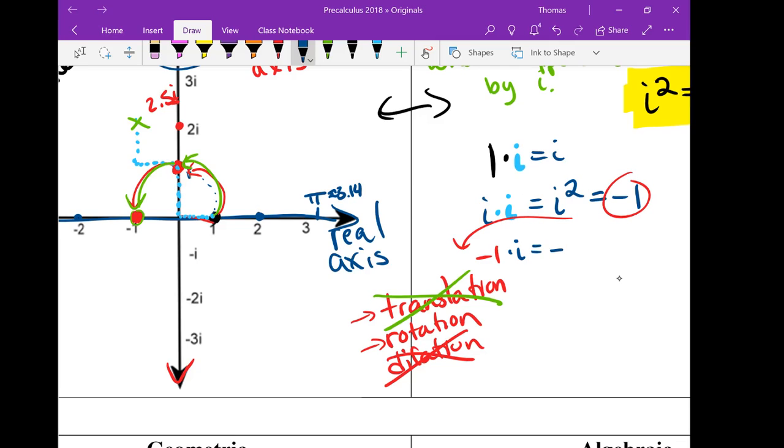Negative 1 times i is just negative i. I don't know how to simplify that anymore, so let's just go ahead and plot it on our graph. Negative i is right down here on our vertical axis. And certainly, it looks like we multiplied one more time. We rotated again to get to this point.